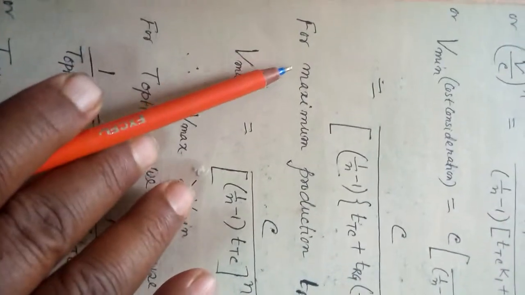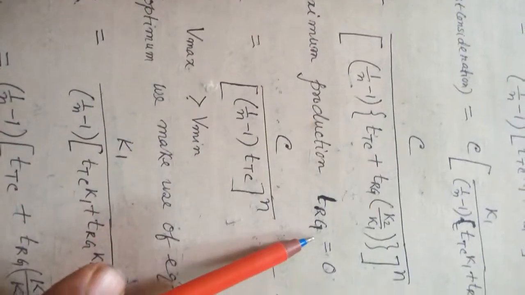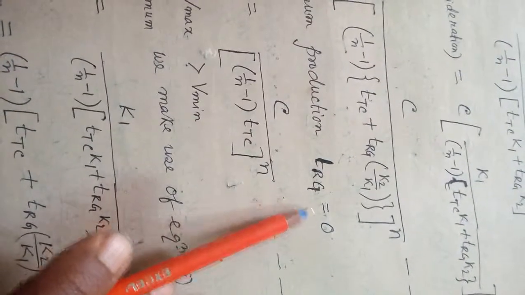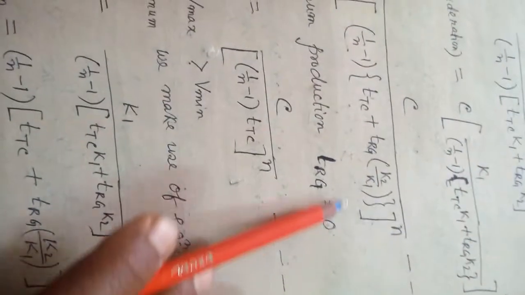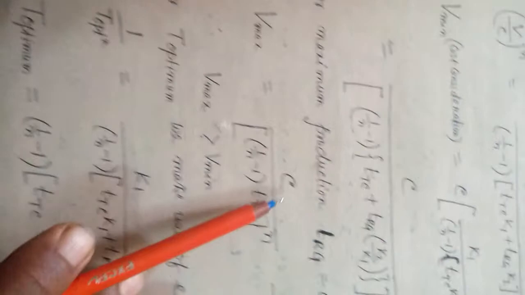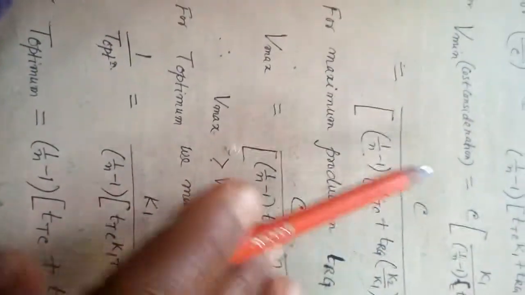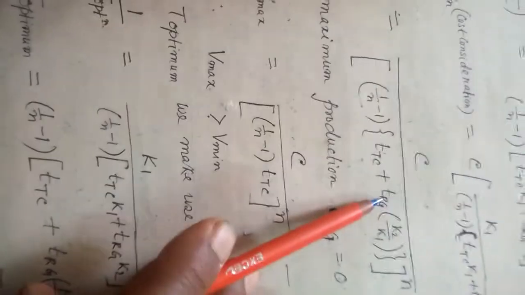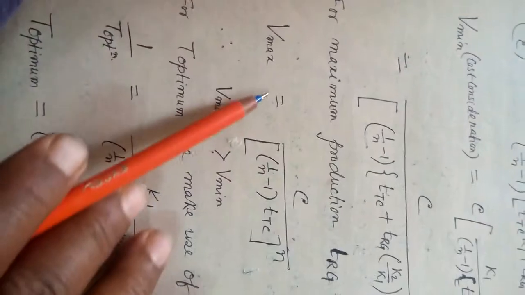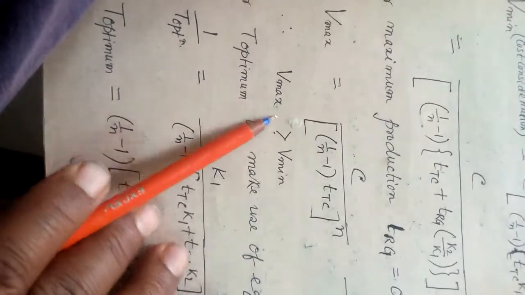For maximum production, the regrinding should not be there. So time for regrinding is considered to be 0. So Vmax, you just put here, it is 0. So Vmax is equal to this. Now this is equation number 3. Vmax, of course, will be greater than Vmin.